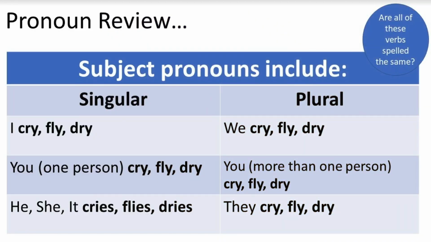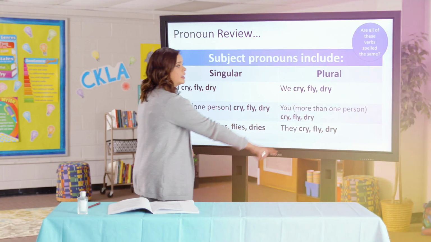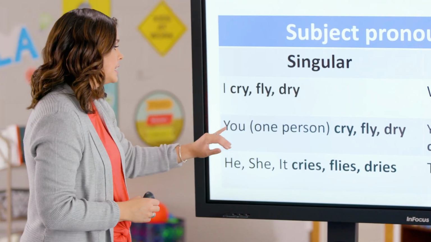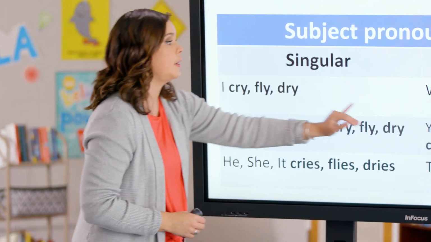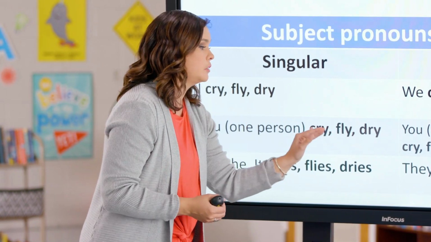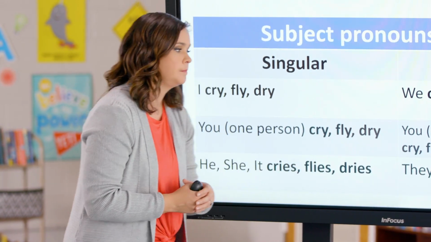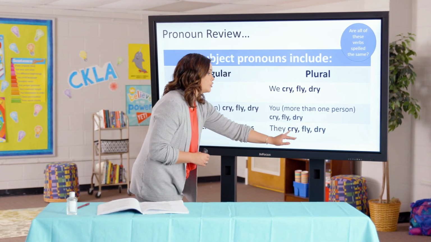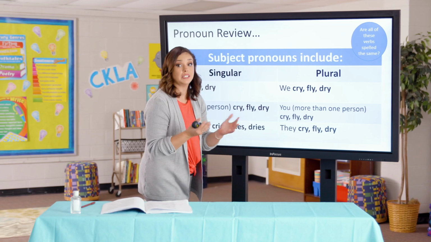I cry, fly, dry. Notice with the singular pronoun I, the form of cry, fly, and dry stays the same. It also stays the same with the plural form we. The same is true with the singular you and plural you. The action verbs stay the same form: cry, fly, and dry. And notice this is the same with the plural pronoun they. Cry, fly, and dry all remain the same form.